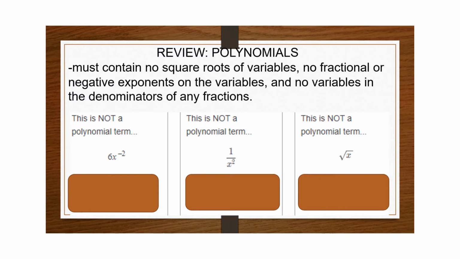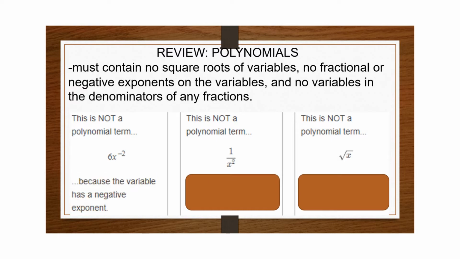Polynomials must contain no square roots of variables, no fractional or negative exponents on the variables, and no variables in the denominators of any fractions. This is not a polynomial term: 6x to the power of negative 2. Why? You're right. It's because you can see a negative exponent.